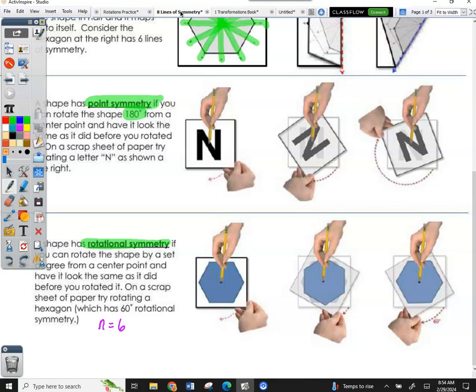So the little formula is, I guess I'll write the formula up here. The formula for rotational symmetry is 360 divided by n, which represents, we're going to write the word sides, the number of congruent sides. In this case, we have 6 congruent sides, so 360 divided by 6 is 60. So this hexagon has a rotational symmetry of 60-degree increments.